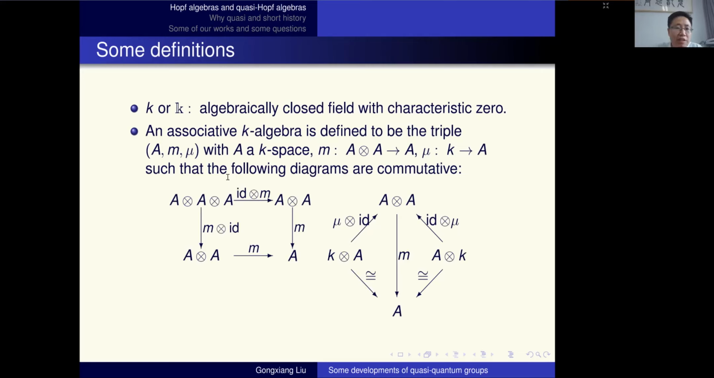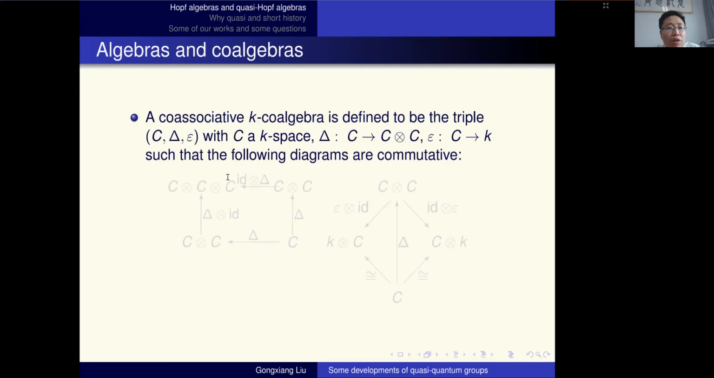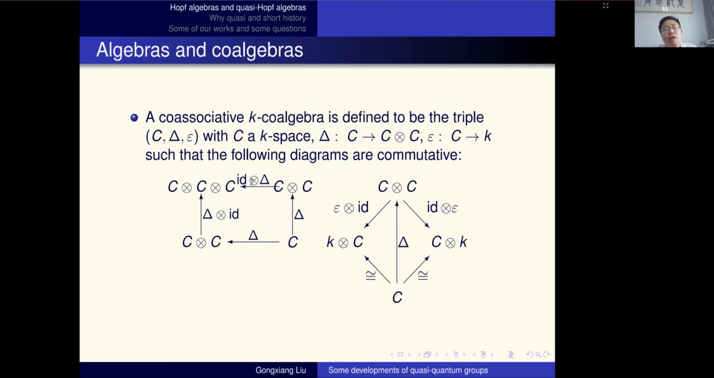In such a way, it is easy to get a dual concept. The dual concept is called co-associative co-algebra. It is defined to be a triple. Just reverse all the directions in the diagrams, and you can get the concept of co-algebra. So at first, C is just a linear space, and delta, you see the direction is inverted, goes from C to C tensor C, and epsilon goes from C to K, such that the following diagrams commute.